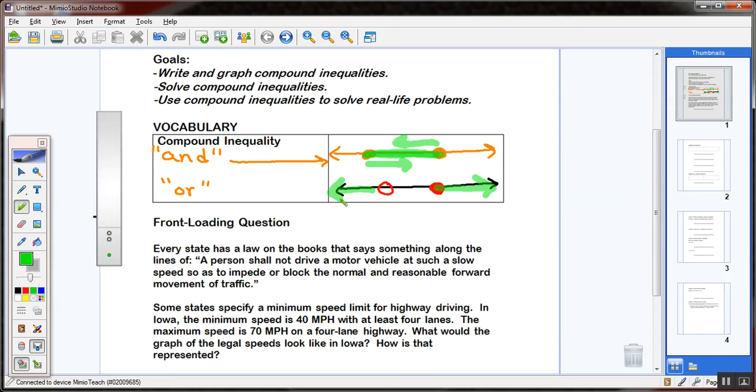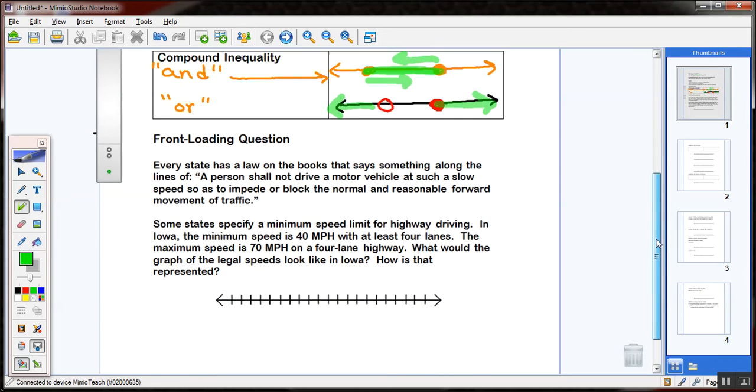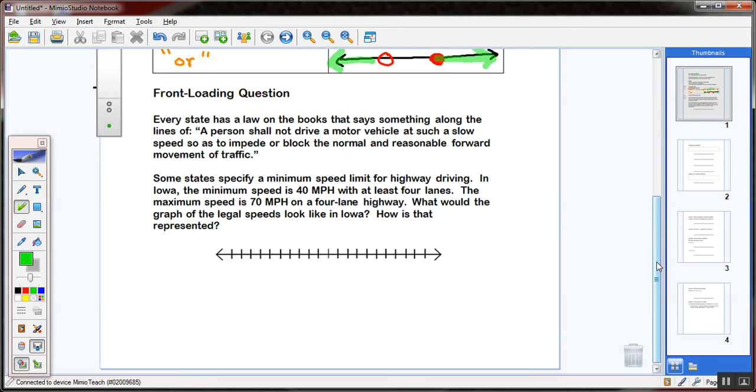Okay. All right, let's rock and roll here today. First things first, this front-loaded question. I want you guys to take a minute, read through that, and then see what you come up with. I don't care if you're right or wrong right now to start, but we'll talk about what you're thinking here, and we'll see if we can't come up with a graph for this situation. So go ahead and read through that.